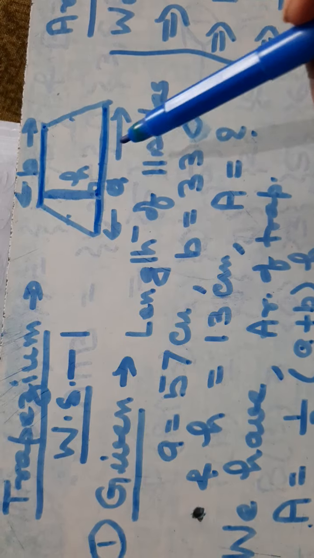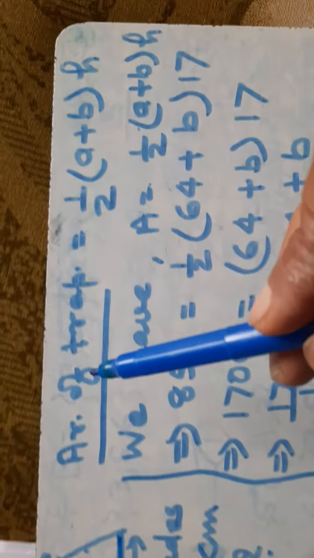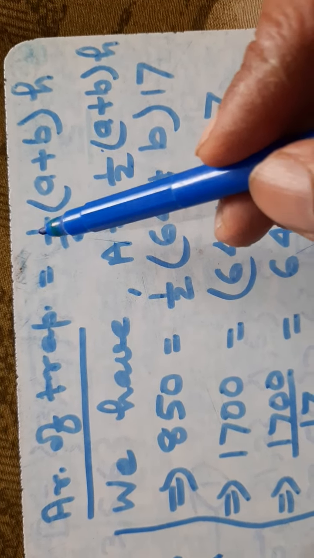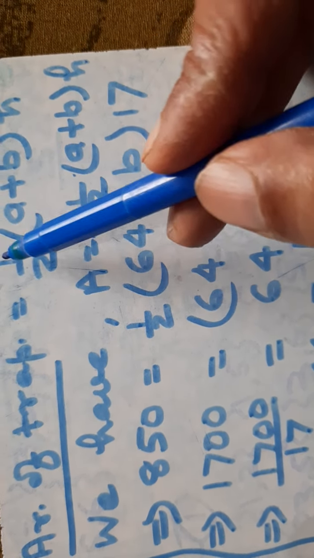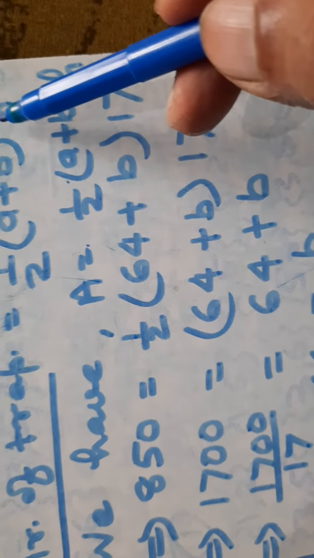Area of trapezium is equal to 1 by 2 into the sum of parallel sides into altitude, that is, 1 by 2 into (a plus b) into h. Area of trapezium.